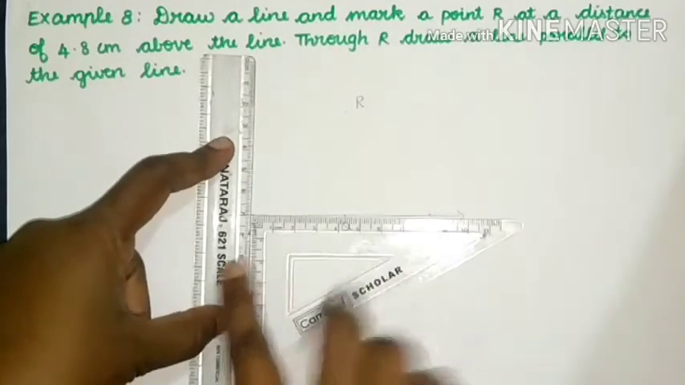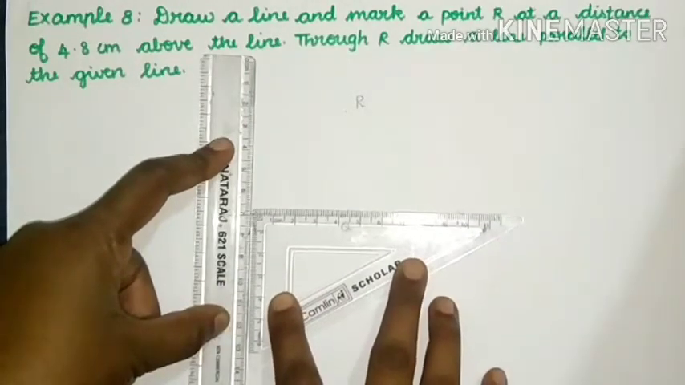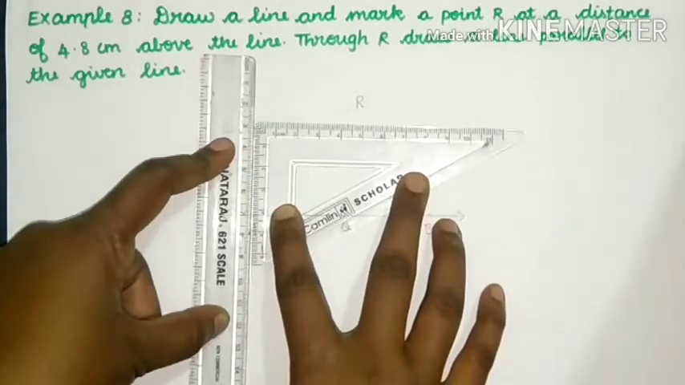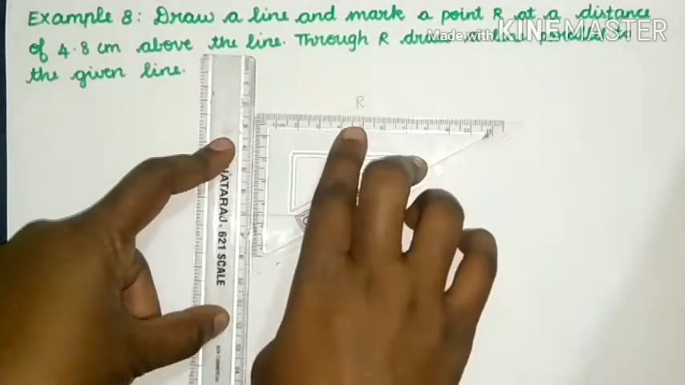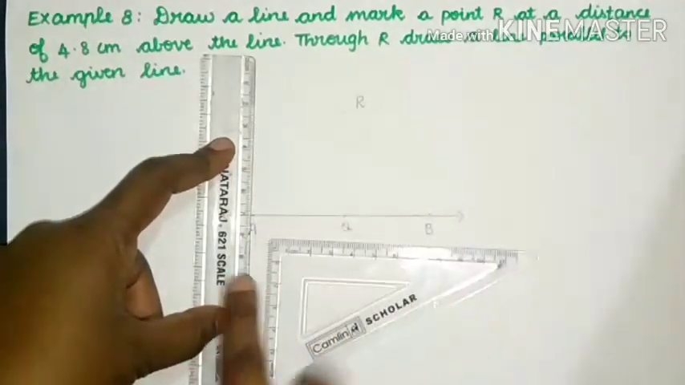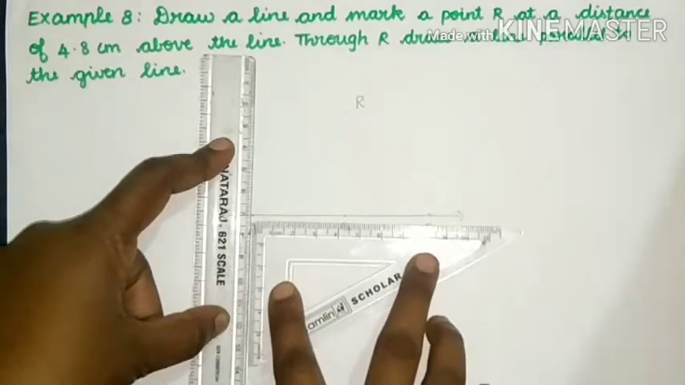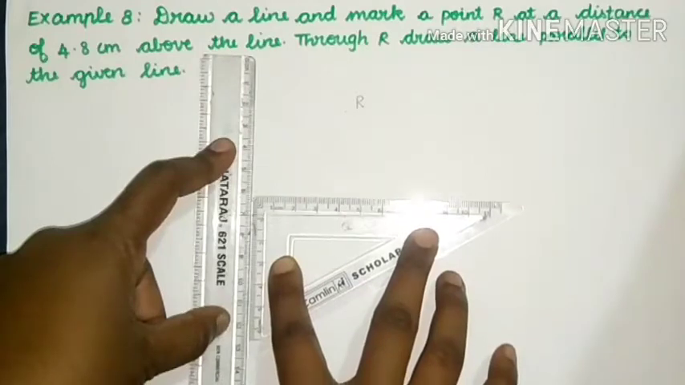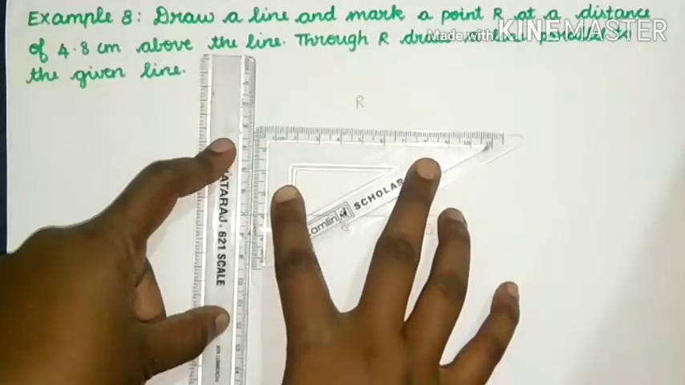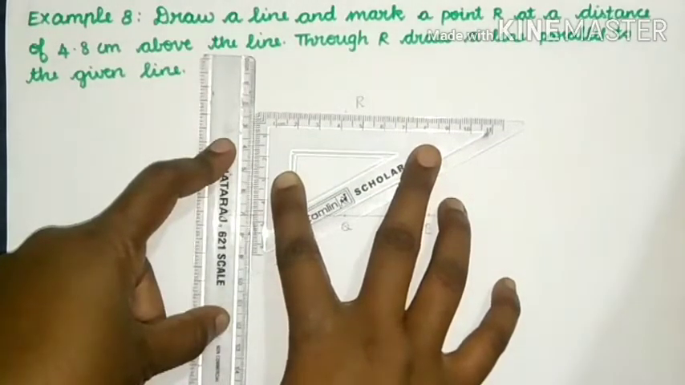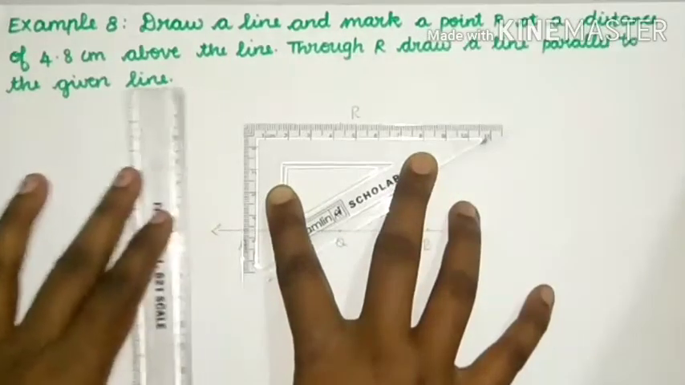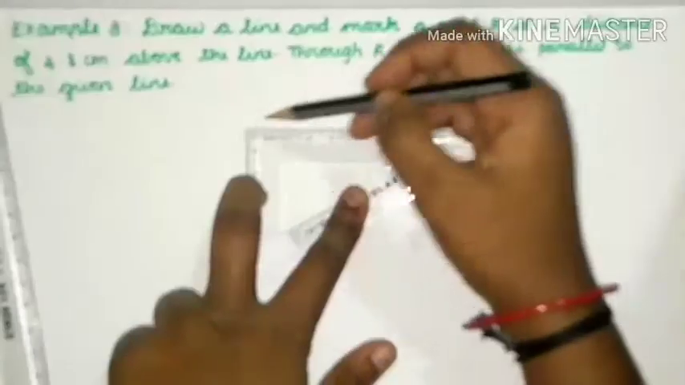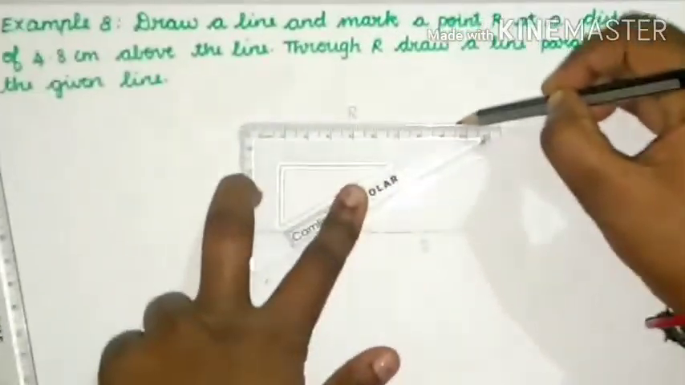Then hold the scale firmly and slide the set square along the edge of the scale until the other edge touches the point R. Students, is it clear now? First you have to place the scale like this. Then place the set square at the point A. Then gently slide the set square until you reach the point R. After that, take the scale and without shaking the set square, you have to draw the line like this.